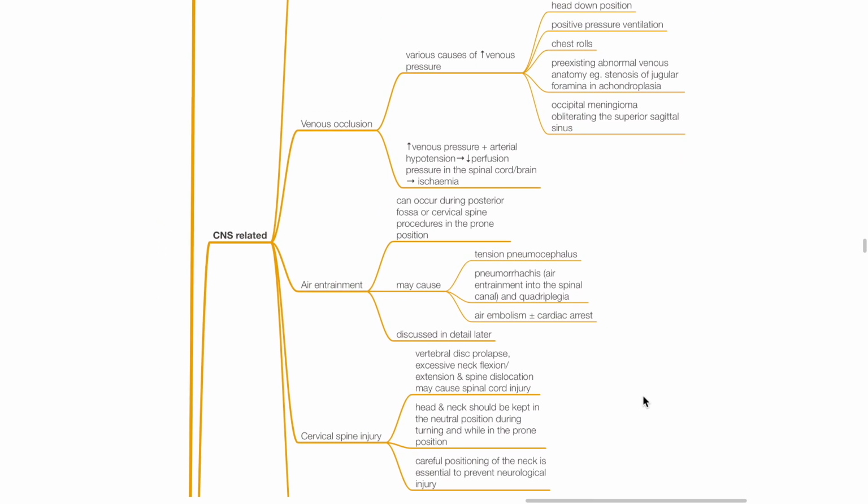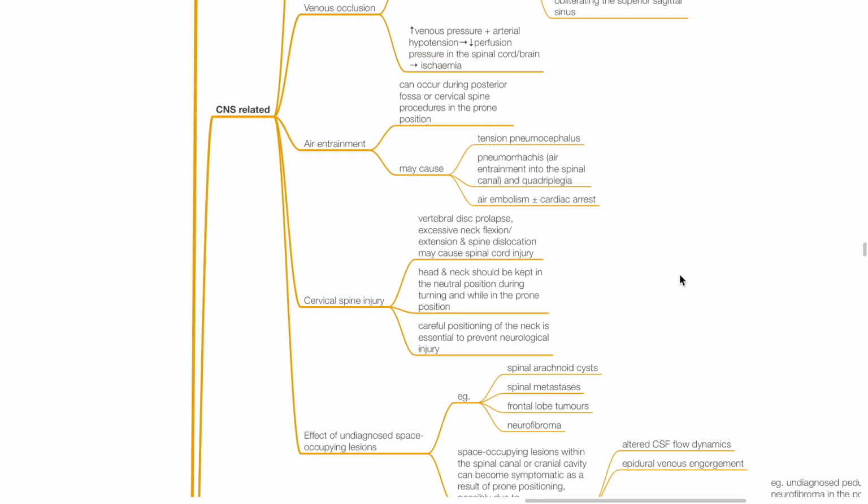Air entrainment. This can occur during posterior fossa or cervical spine procedures in the prone position and may cause tension pneumocephalus, pneumorrhachis, which is air entrainment into the spinal canal, and quadriplegia, and air embolism with or without cardiac arrest.